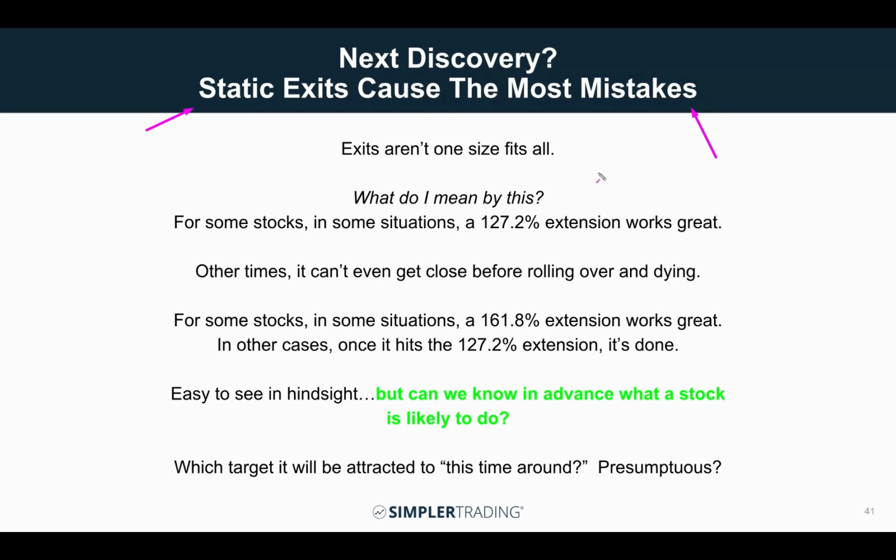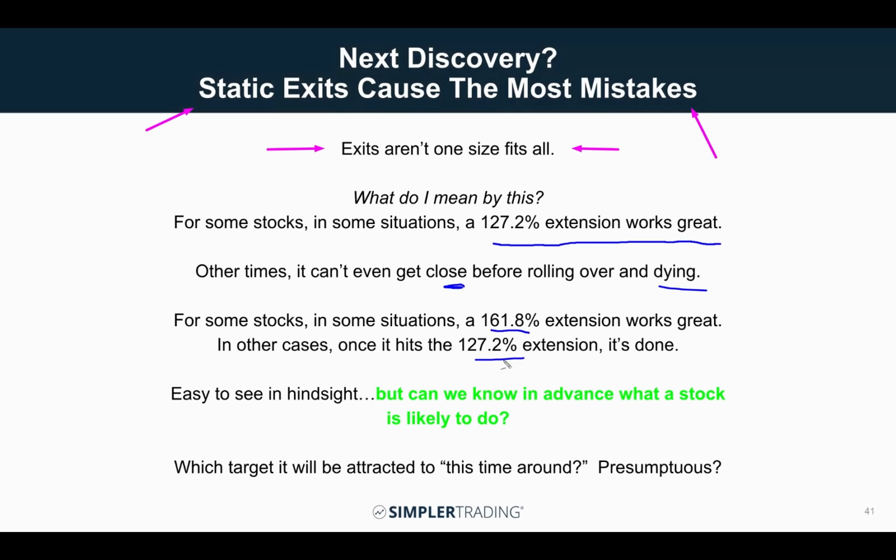Okay. And what we found is exits aren't one size fits all. So what do I mean by this? For some stocks, in some situations, a 1.272 extension works great. Other times, it can't even get close to that 1.272 extension before rolling over and dying. For some stocks in some situations, a 1.618 extension works great. In other cases, once it hits the 1.272 extension, it's done. All right.